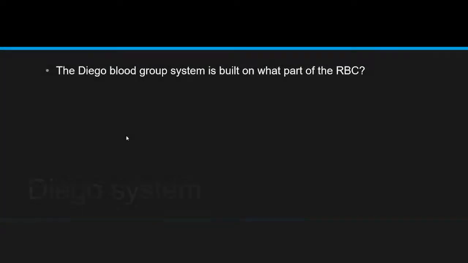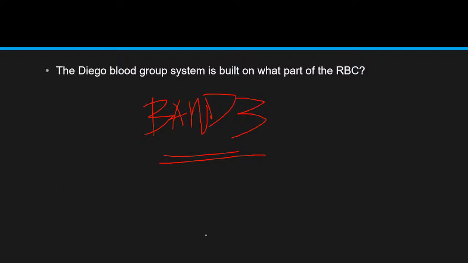Okay, and we're going to move on with the Diego system. The Diego system is built on what part of the RBC? They're built on the band 3. Band 3. What's the importance of band 3? It's actually a cytoskeleton for the RBC molecule, for the RBC surface, for the RBC shape. Okay, band 3 structures. We have band 2, band 3, ankyrin. There's a lot of things there. If you review your hematology class, this one will be mentioned several times.